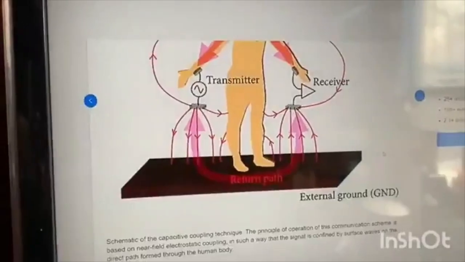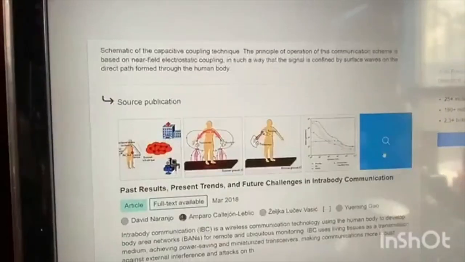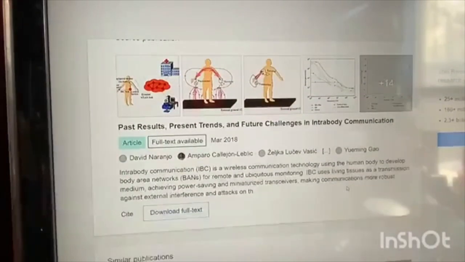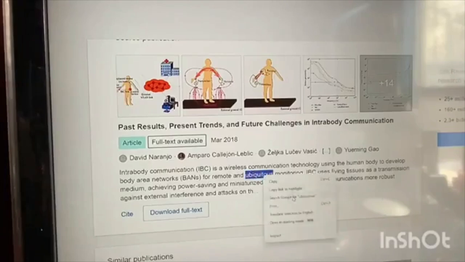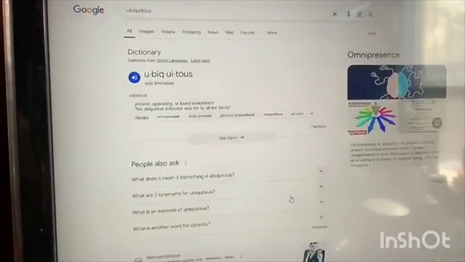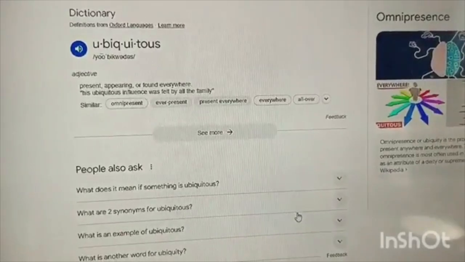And as you can see, in this particular image from 2018, past results, present trends, and future challenges in intra-body communication. Intra-body communication is a wireless communication technology using the human body to develop body area networks for remote and ubiquitous monitoring. So the next thing you do is you look up that word. If you don't know what it means: present, appearing, or found everywhere. The internet of everything. Okay?